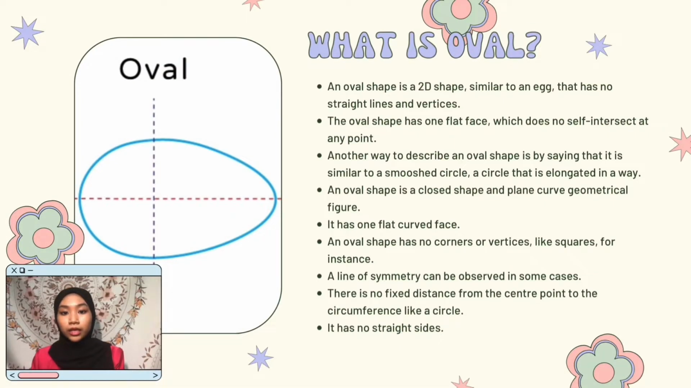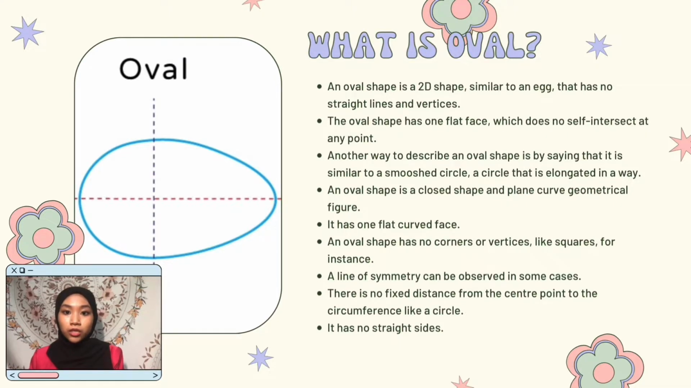What is an oval? An oval shape is a 2D shape similar to an egg that has no straight lines and vertices. The oval shape has one flat face which does not self-intersect at any point. Another way to describe an oval shape is by saying that it is similar to a smoothed circle, a circle that is elongated in a way. An oval shape is a closed, plane curved geometrical figure. It has one flat curved face.